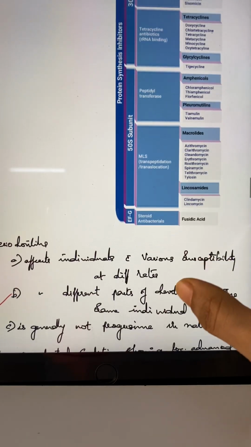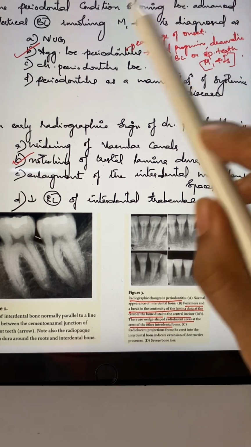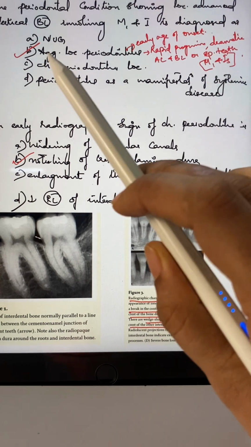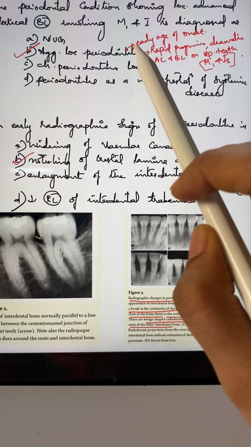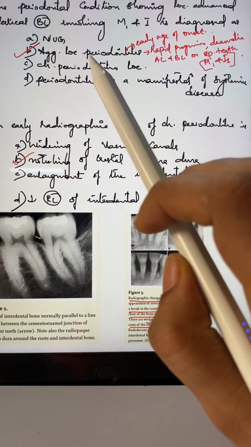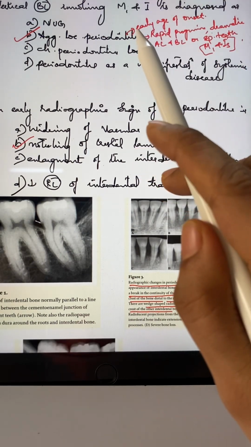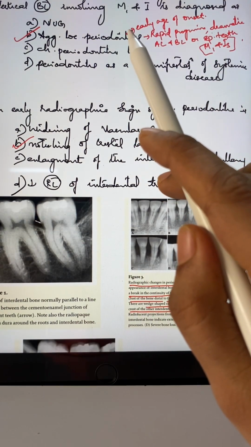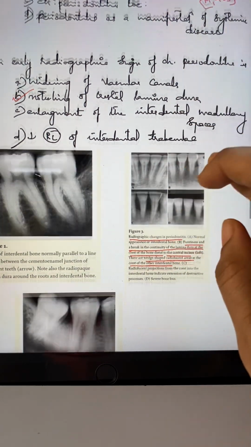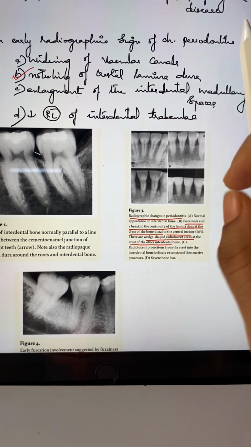Next is, the periodontal condition showing localized advanced vertical bone loss involving the first molar and incisor is diagnosed as aggressive periodontitis, because that is the classic feature of this disease. It has rapid progression, and dramatic attachment loss and bone loss can be seen on the specified teeth like the first molar and incisors. The next is, an early radiographic sign of chronic periodontitis is here.